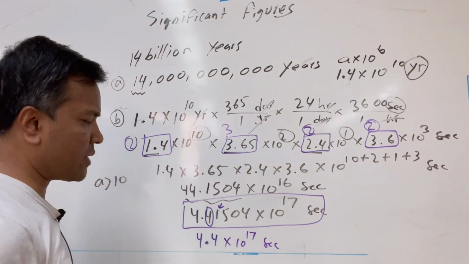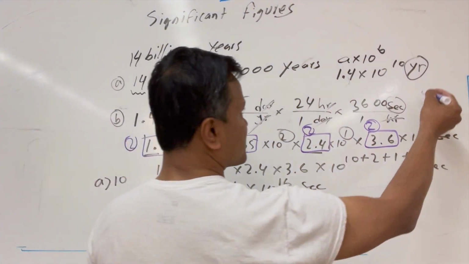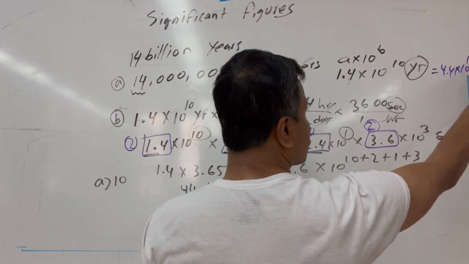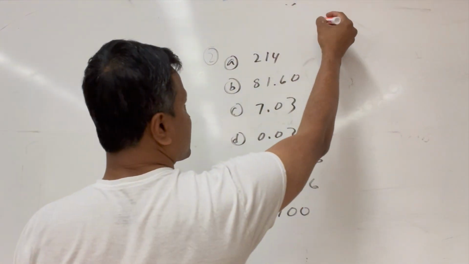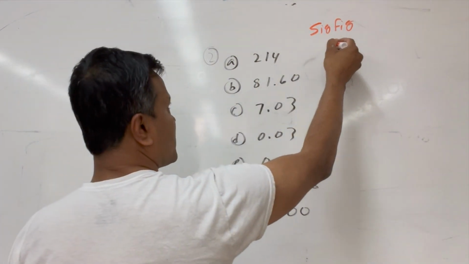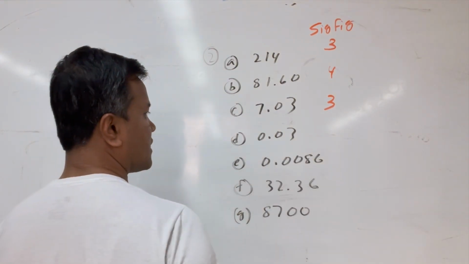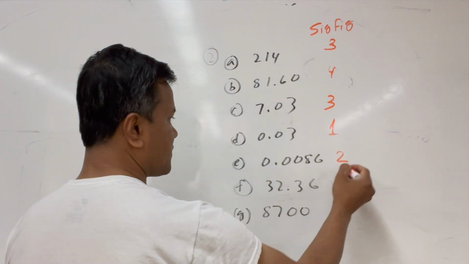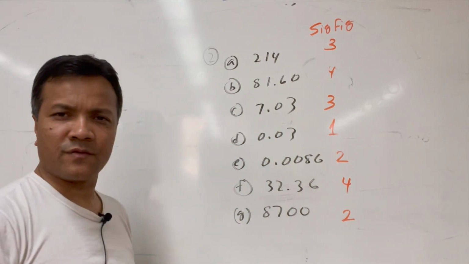All right, so how many sig figs are there? 2 sig figs. So 1.4 times 10 raised to 10 years is equal to 4.4 times 10 raised to 17 seconds. They are the same thing. How many sig figs over here? Let me write sig figs. There are 3 sig figs over here, and there are 4 sig figs over here. There are 3 sig figs over here, there is only one sig fig over here, there are two sig figs over here, there are four sig figs over here, and there are two sig figs over here.